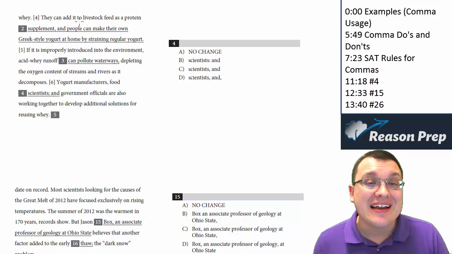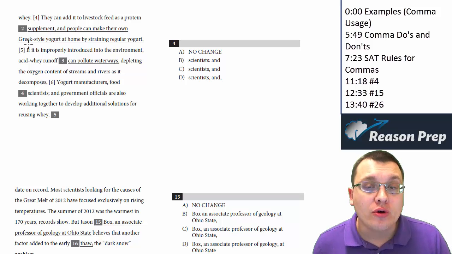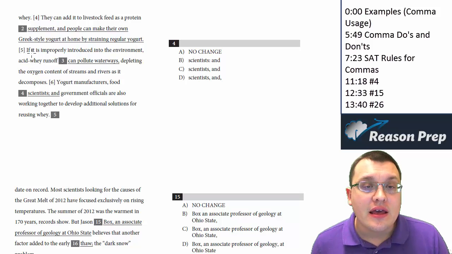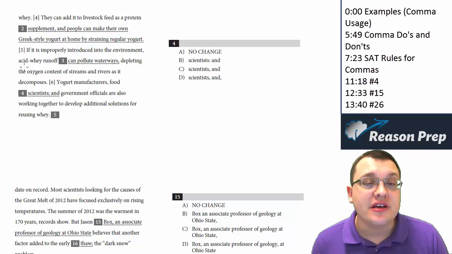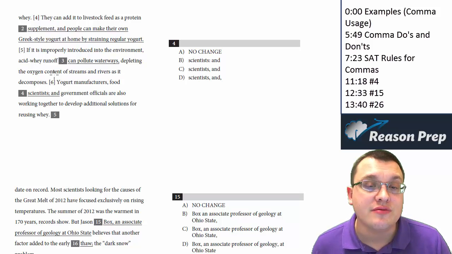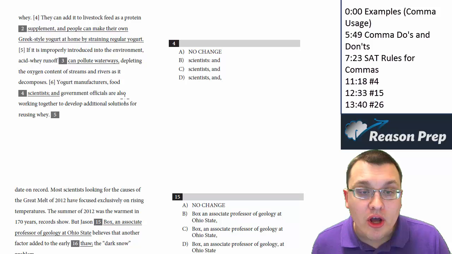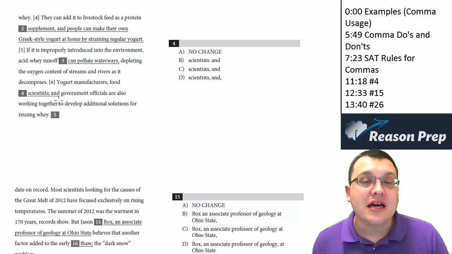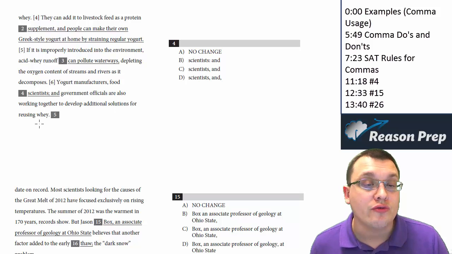Number 4: They can add it to livestock feed as a protein supplement, and people can make their own Greek-style yogurt at home by straining regular yogurt. If it is improperly introduced into the environment, acid whey runoff can pollute waterways, depleting the oxygen content of streams and rivers as it decomposes. Here we go. Yogurt manufacturers, food scientists, and government officials are also working together to develop additional solutions for reusing whey.